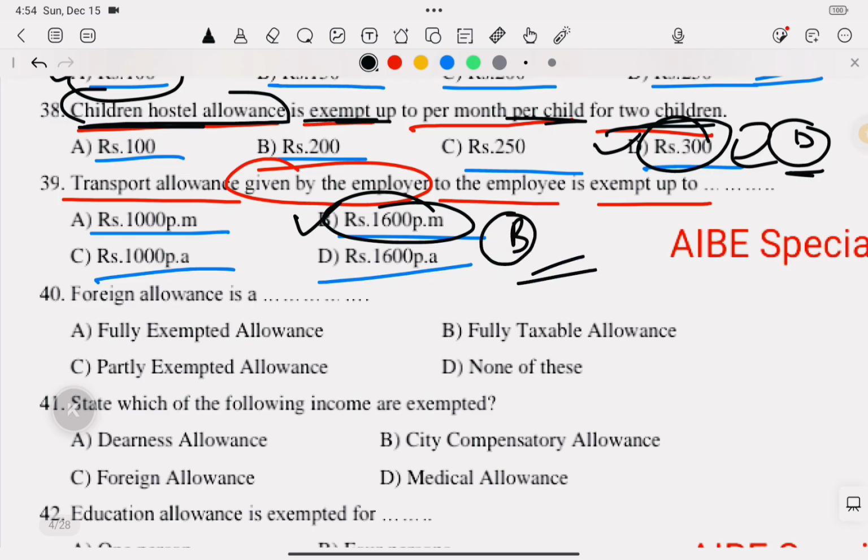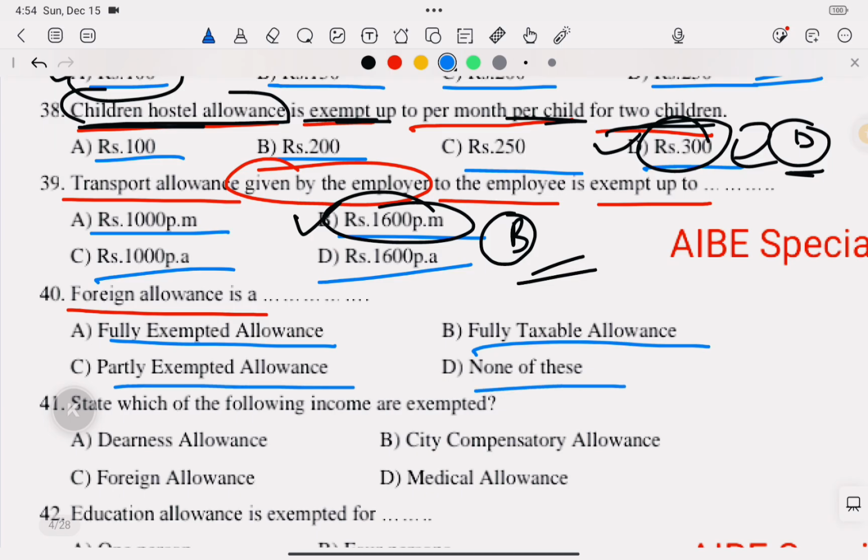Okay, so now moving to next question. The next question is, foreign allowance is a, let's see the options. Fully exempted allowance, fully taxable allowance, partly exempted allowance and none of the above. So in this case the correct option would be option A, that means fully exempted allowance.